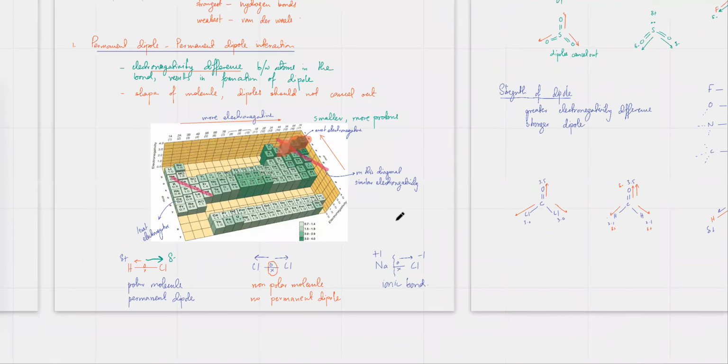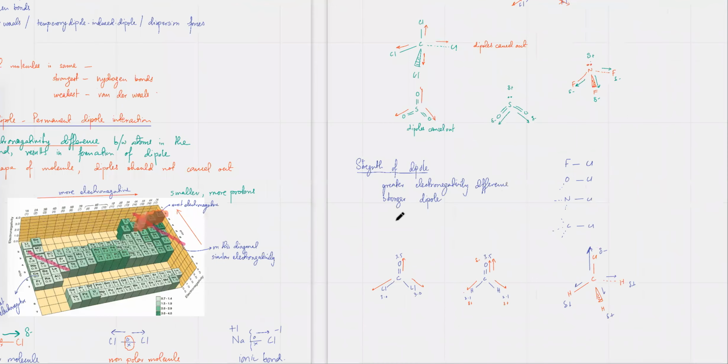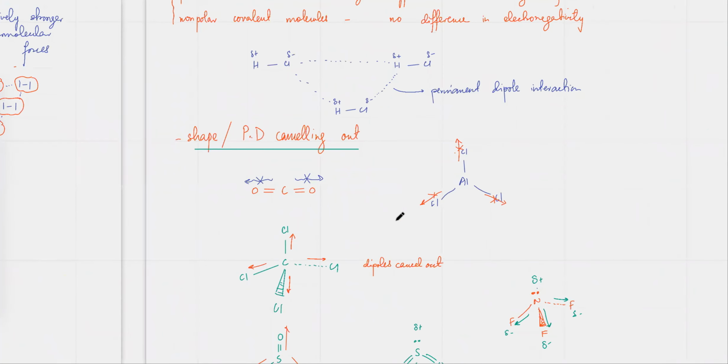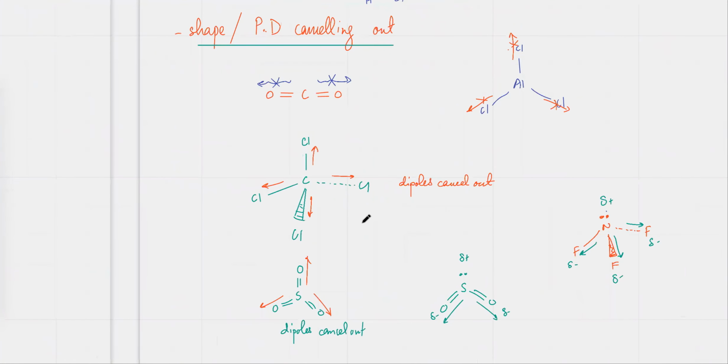So the shape of the molecule mattered when it came to dipoles cancelling out. Okay, this is something that we did. Like if you have a CO2 molecule that's linear, there's an oxygen here and there's an oxygen on the other side. Both of them are really electronegative. This oxygen tries to pull electrons and this oxygen also tries to pull electrons, but the electrons stay right in the middle because the forces of attraction are going to get cancelled out.